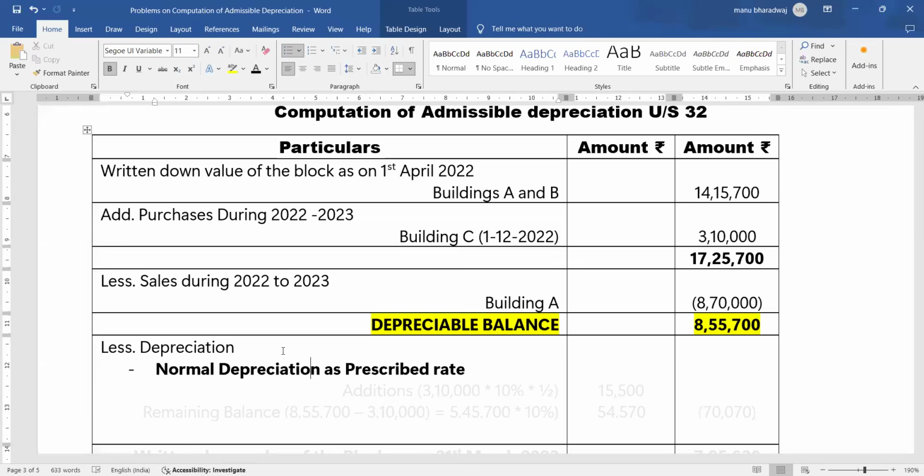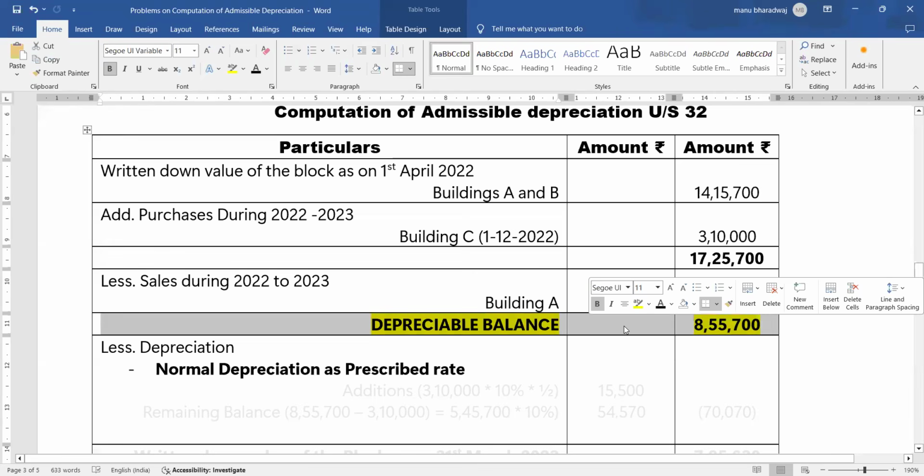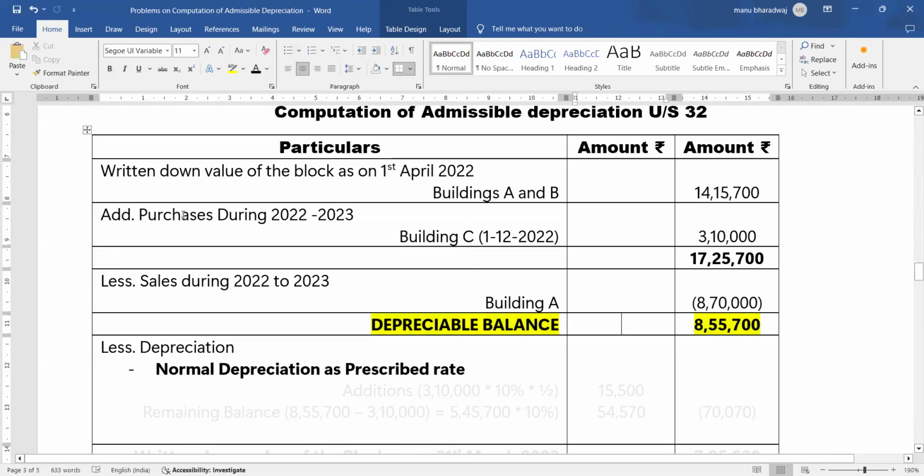Now usually I told you in my previous sums, depreciation will be charged on the depreciable balance. That is when the asset is being used for the complete year or more than 182 days.